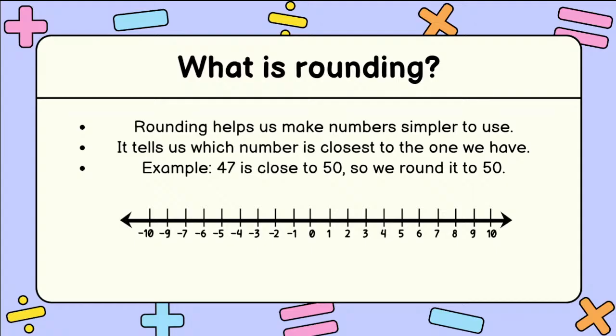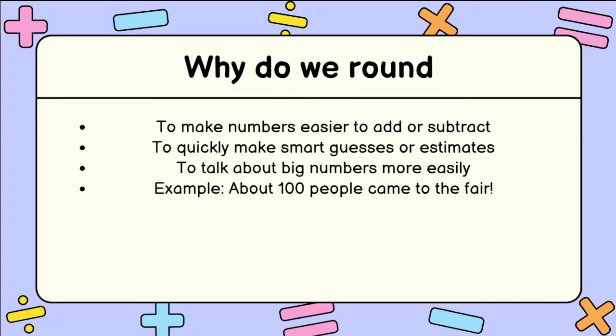So what is rounding? Rounding helps us make numbers easier to use, and it tells us which number is closest to the one that we have. An example is if you take 47, you can say that 47 is close to 50. This 47 is 3 away from 50, so we can round up to 50. You can use a number line to help us round. We'll get back to that later.